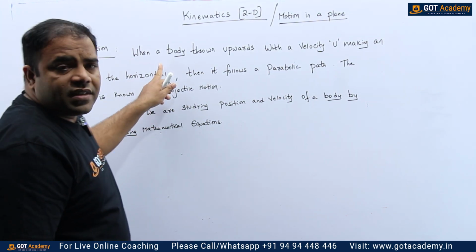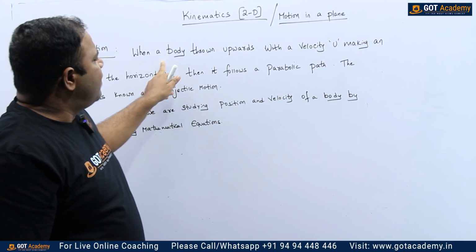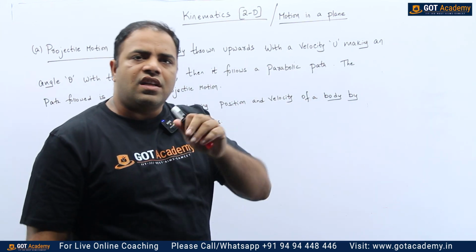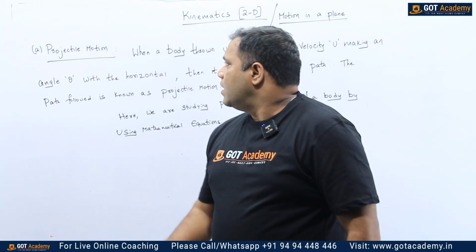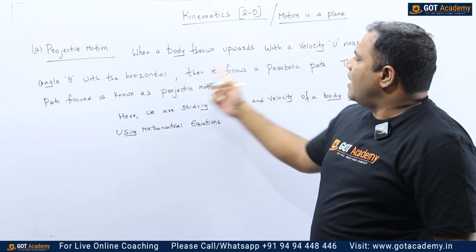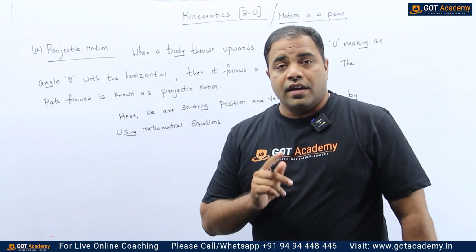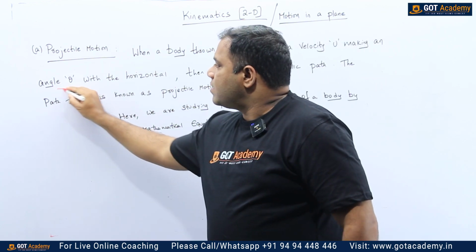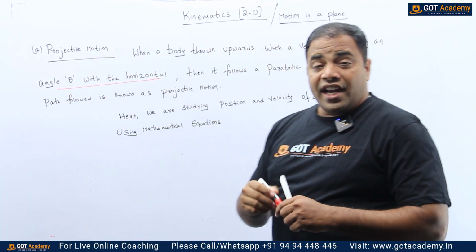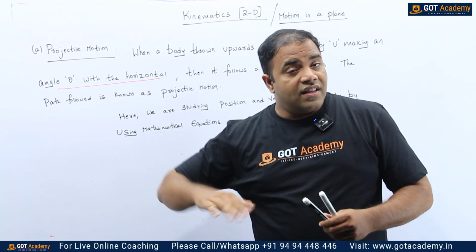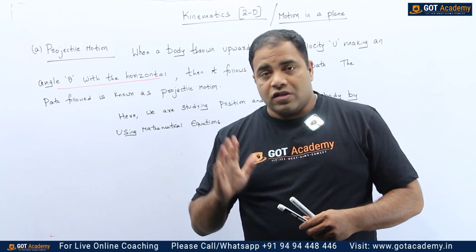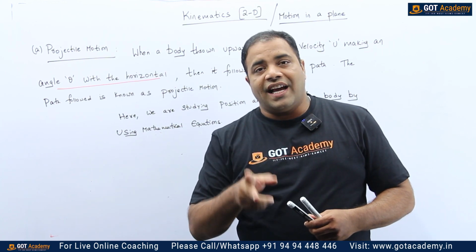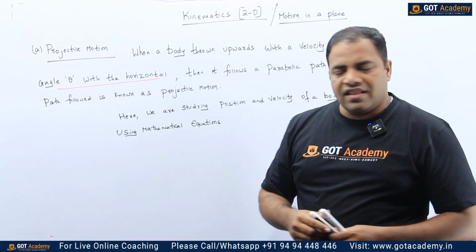So what I am describing here is that whenever a body is thrown upwards with a velocity u, the initial velocity of the body is u, which makes an angle theta with the horizontal. Here I am telling you that the angle has been made with respect to horizontal. It means there is something else more. Horizontal I am telling, so something else is vertical. So vertical and horizontal you have in this particular chapter.